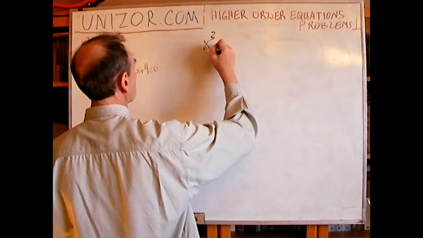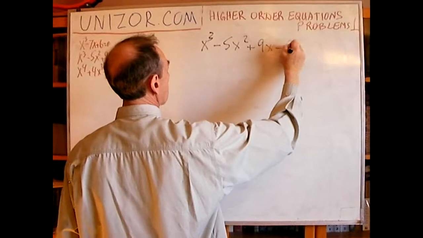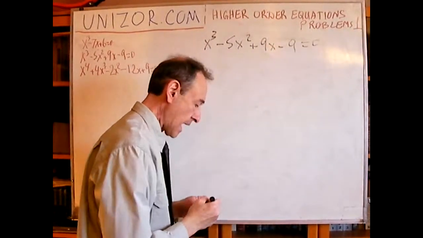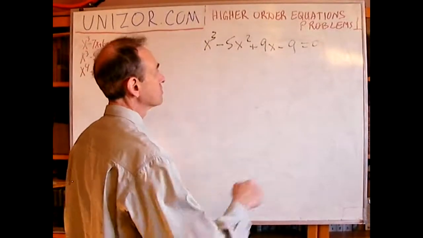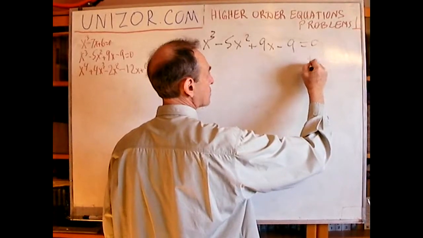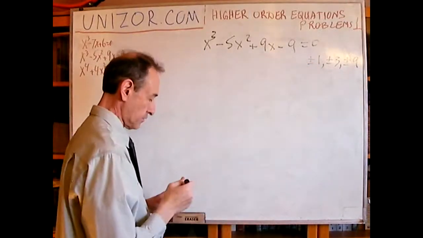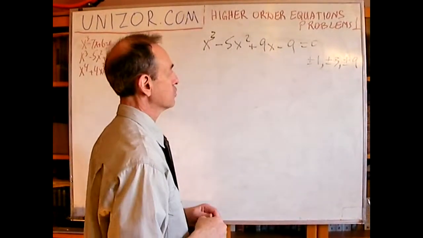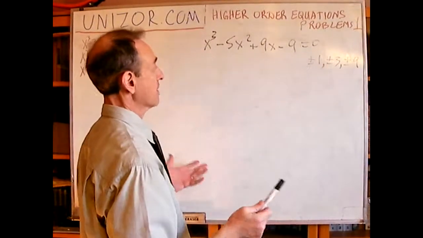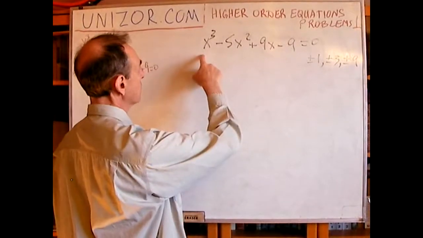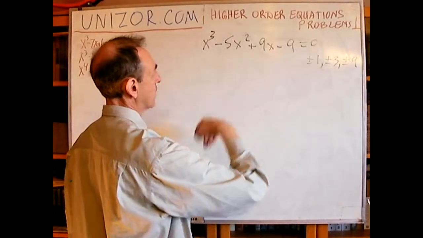x cubed minus 5x squared plus 9x minus 9 equals 0. Well, again, I am kind of assuming that there are integer roots. So, integer roots must be plus or minus 1, plus or minus 3, plus or minus 9. These are all divisors of the free member of this particular equation. Well, let's do the same thing as I did before. Plus or minus 1, let's check them. That's easier, right? If it's 1, it means 1 minus 5, it's minus 4. This is not 0, so that's not good.